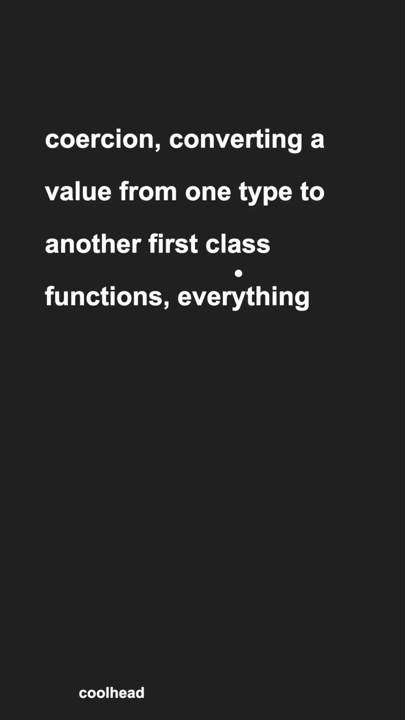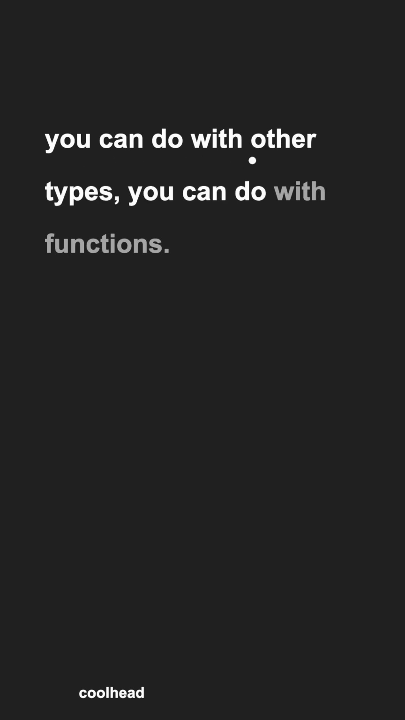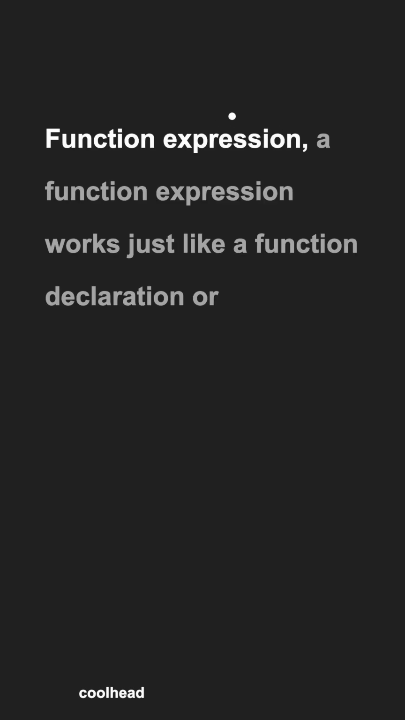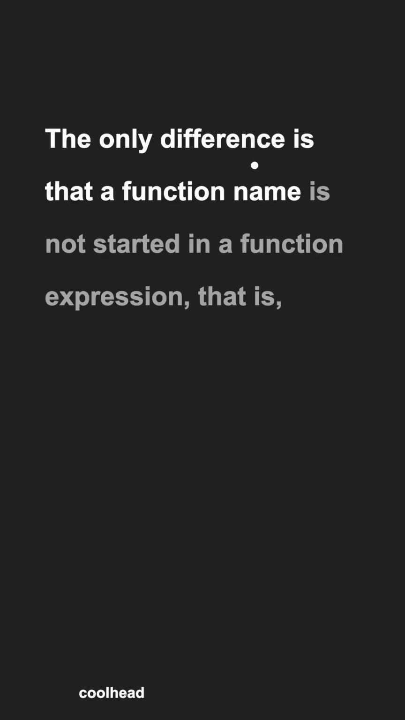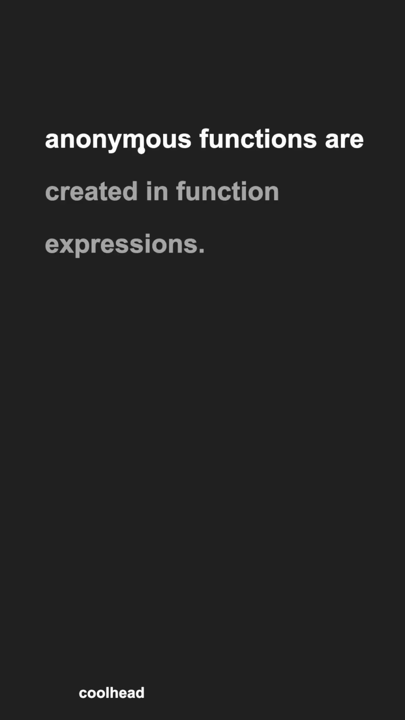First-class functions: everything you can do with other types, you can do with functions. Function expression. A function expression works just like a function declaration or a function statement. The only difference is that a function name is not started in a function expression, that is, anonymous functions are created in function expressions. The function expressions run as soon as they are defined.